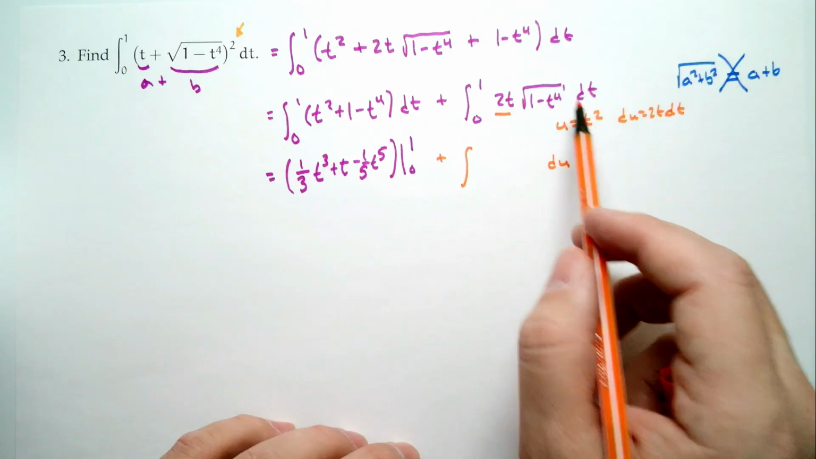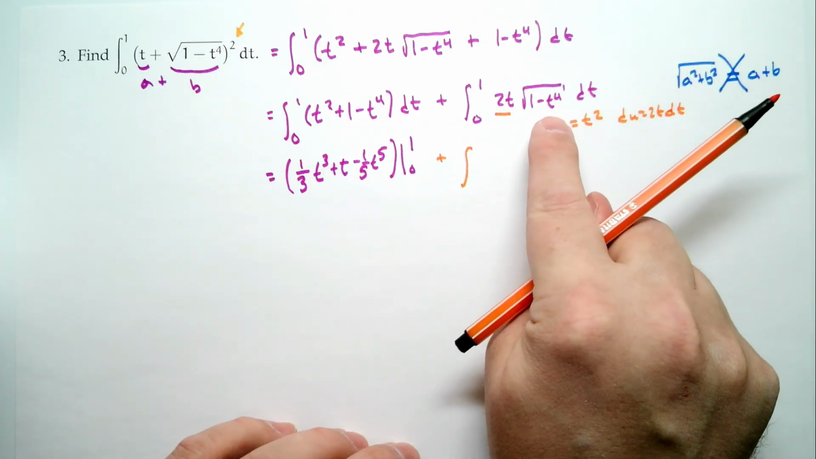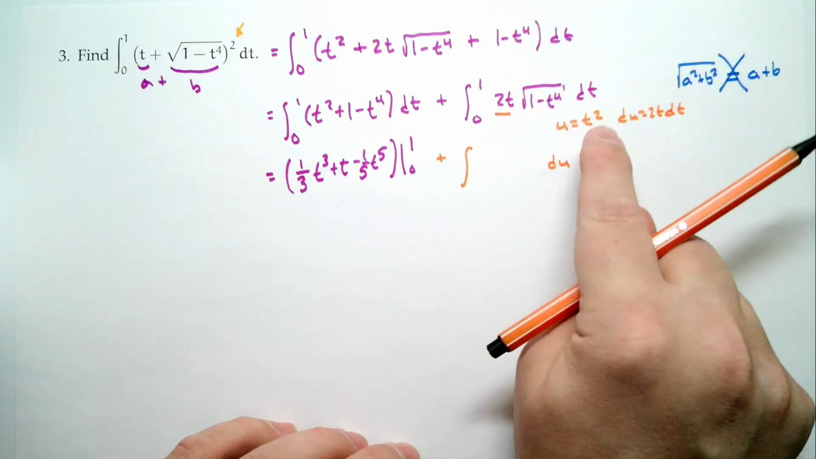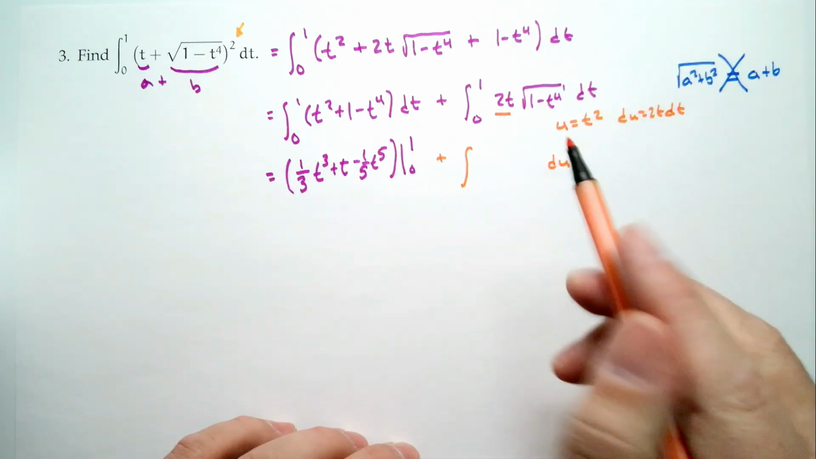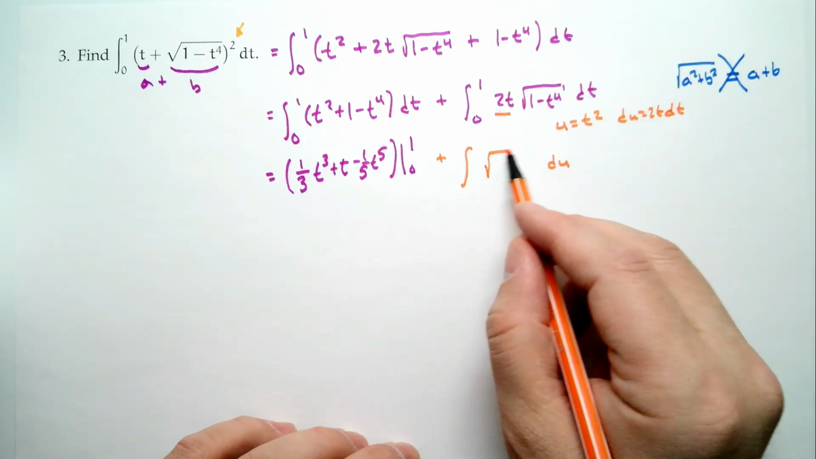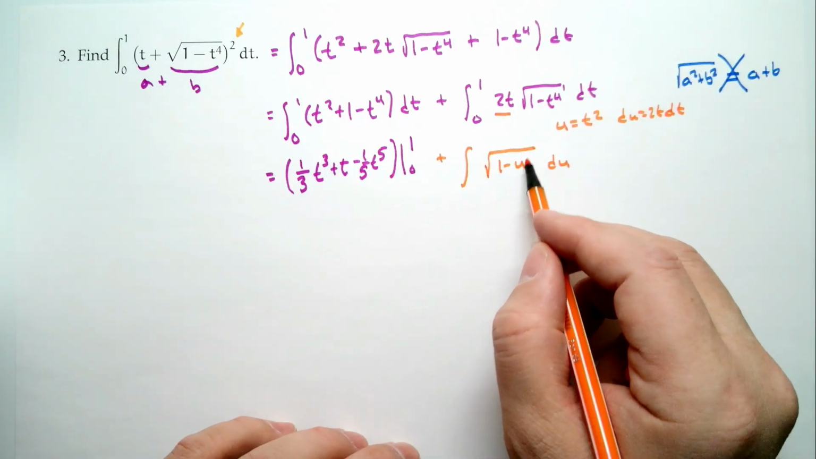The square root of 1 minus t to the fourth. Well, you've got to think of a way: how can I write t to the fourth in terms of t squared? It's t squared squared. So this becomes the square root of 1 minus u squared.